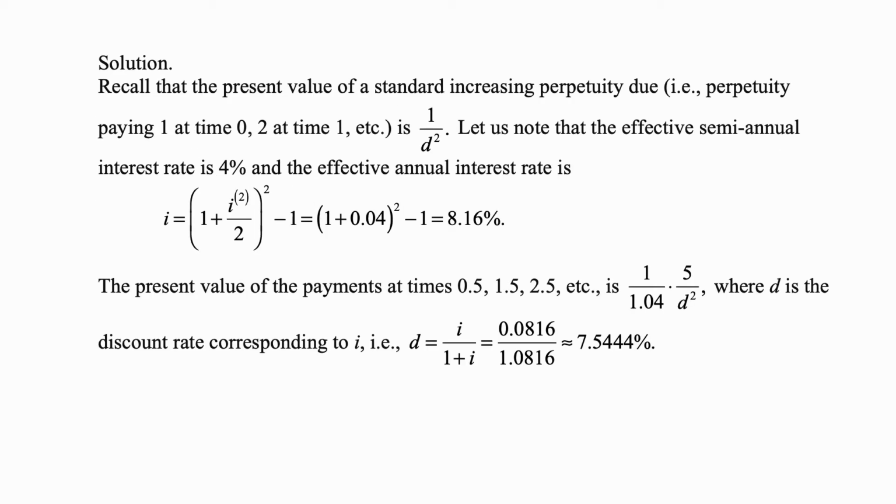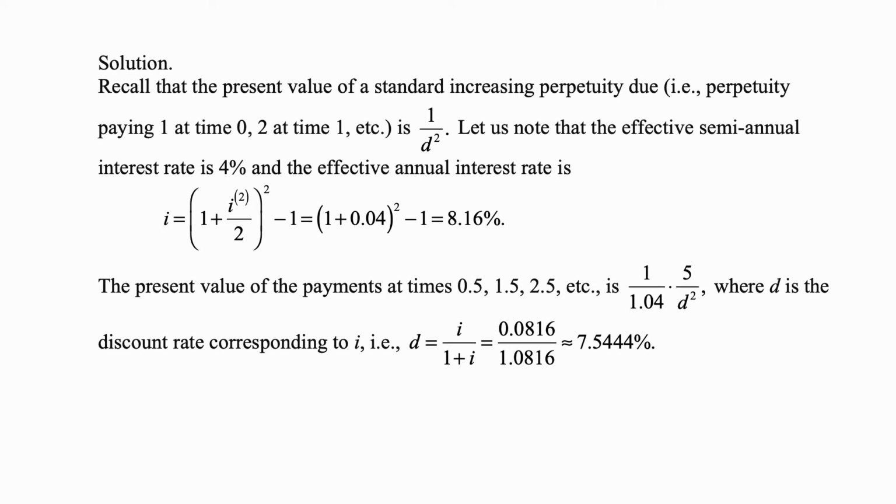And here's the solution. Recall that the present value of a standard increasing perpetuity due, so perpetuity being 1 at time 0, 2 at time 1, and so on, is 1 over d squared, where d is the discount rate per year. Let us note that the effective semi-annual interest rate is 4%, and the effective annual interest rate is I equal to (1 plus i upper 2 over 2) squared, minus 1. So that's 1.04 squared minus 1, and that's 8.16%.